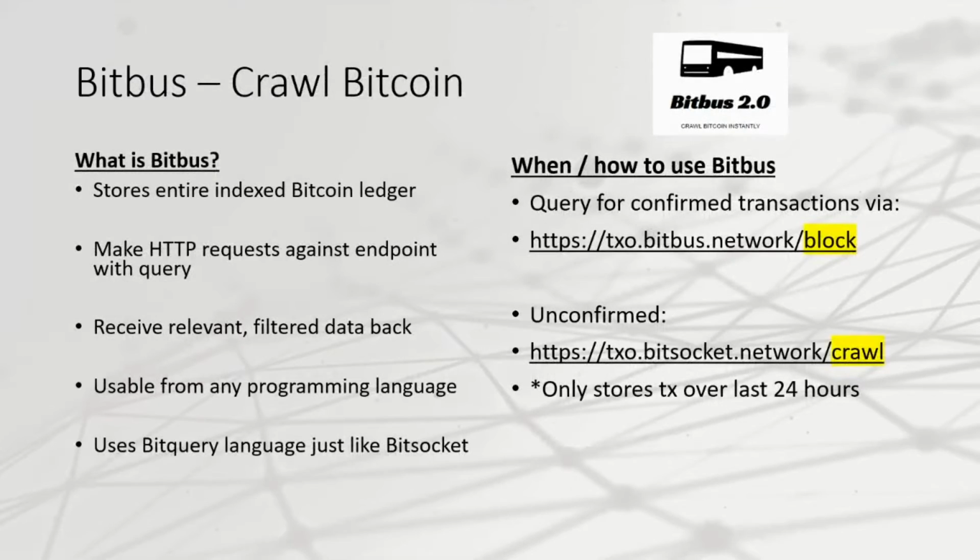All right, the next tool I'll get into is Bitbus. Bitbus is a bit different in that it stores the entire Bitcoin ledger. Unwriter's running this server somewhere where he has the whole ledger indexed, and he's able to serve it over HTTP. So you just make requests to it, and then you get a filtered set of transactions back.